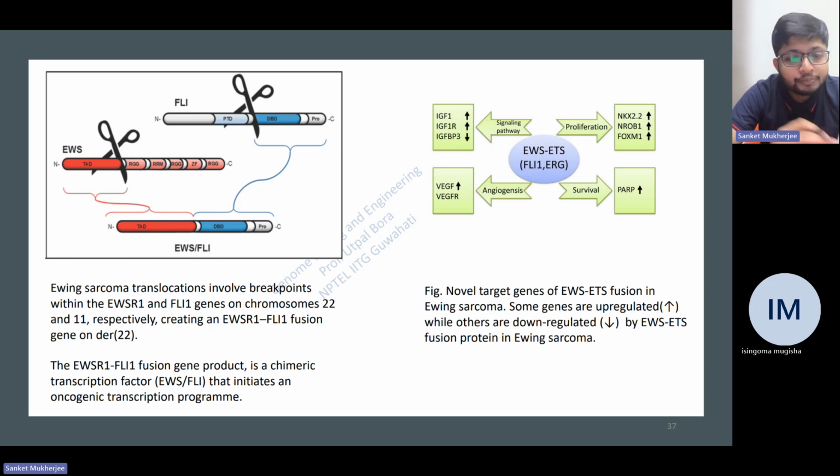the derivative chromosome. The EWSR1-FLI1 fusion gene product is a chimeric transcription factor that initiates an oncogenic transcription program, and that oncogenic transcription program leads to development of cancer. That's as simple as that.